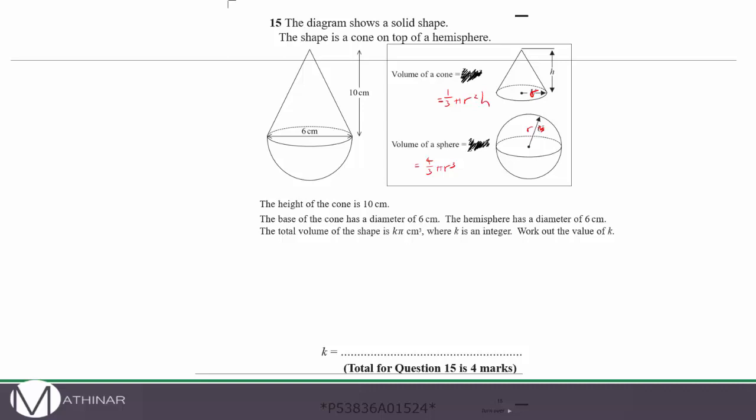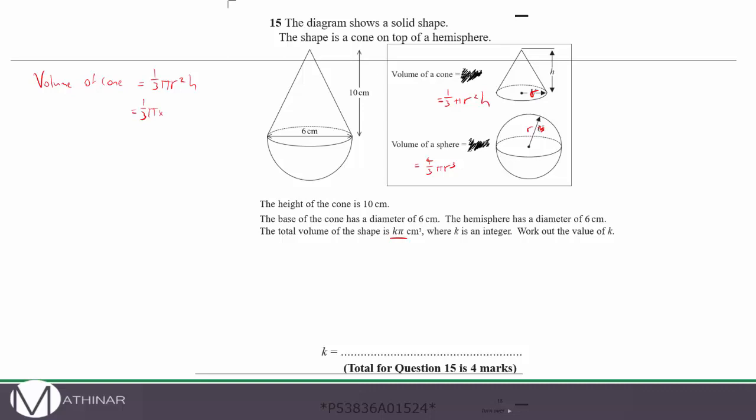So the volume of a cone is 1/3 pi r squared h, and the volume of a sphere is 4/3 pi r cubed. So we need to work out the total volume of the shape and give it in the form k times pi. So we need to leave it in terms of pi, which is good because we are in a non-calculator paper. So the first thing we will do is write down the volume of a cone formula, which is 1/3 pi r squared times h.